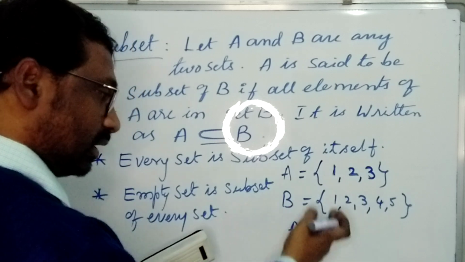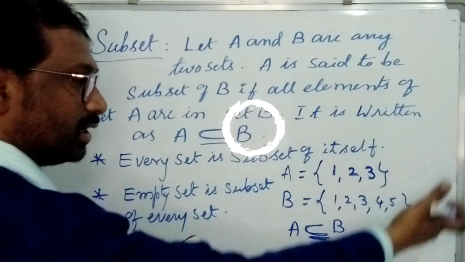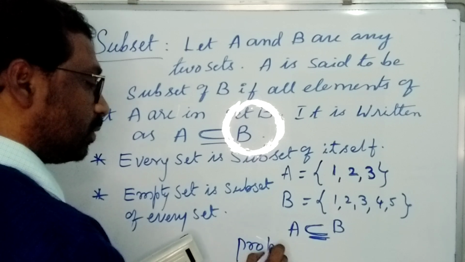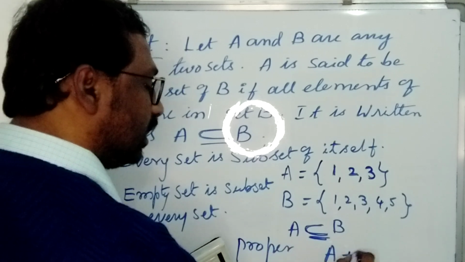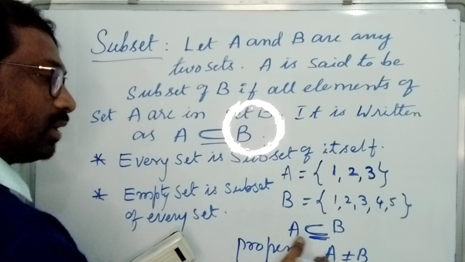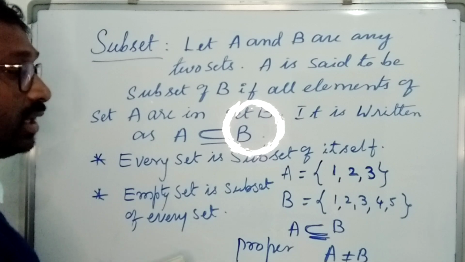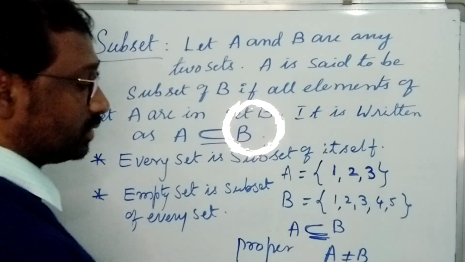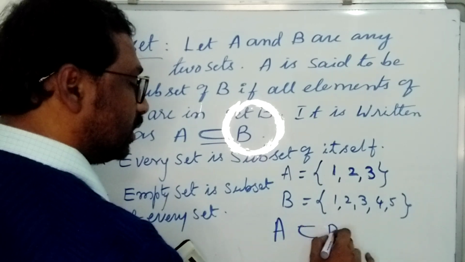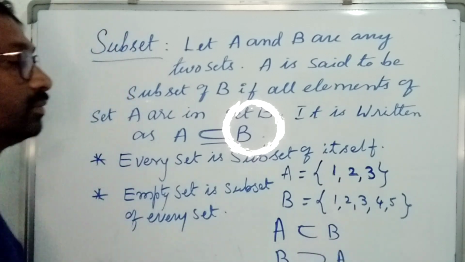Suppose A is a set having 1, 2, 3 and B is a set having at least one more element than set A, then it is also called a proper subset. So proper subset means they are not equal sets. All elements of A are elements of B, but they are not equal sets. Such sets are called proper subsets. If they are equal, we can say improper subsets also. So A is a subset of B means B is a superset of A.